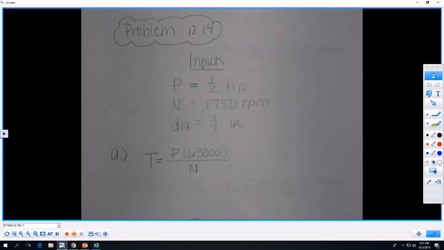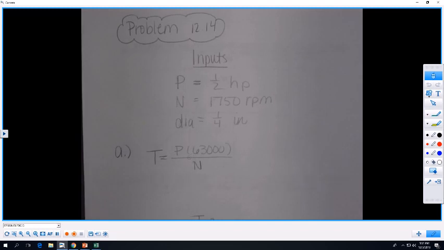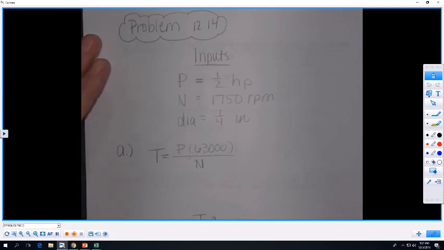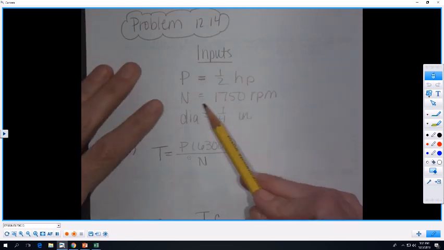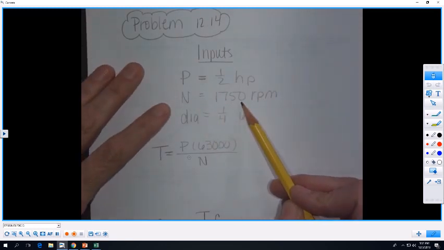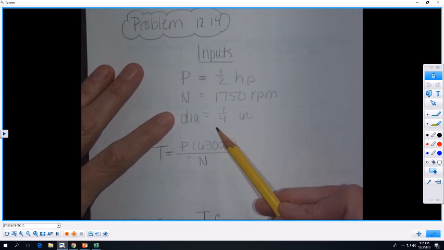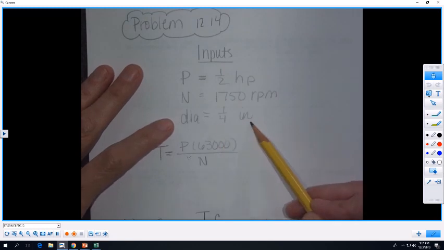So we'll start by looking here at the variables that were given. We are given the power as 1/2 horsepower. We're given the rotational speed at 1750 RPM and the diameter at 1/4 of an inch. Okay? Now, part A in this problem says they want us to find the torque carried by the shaft.